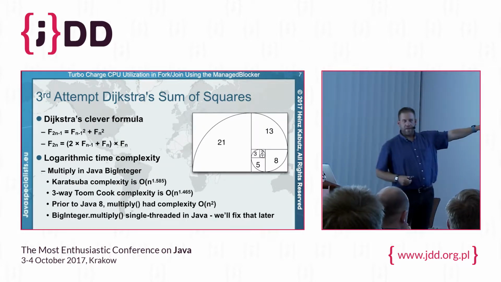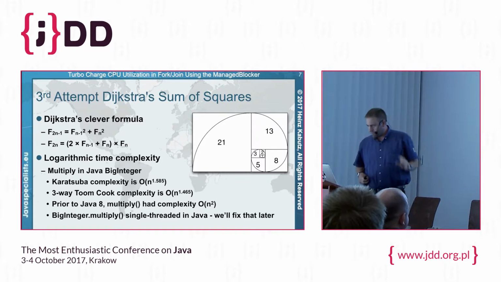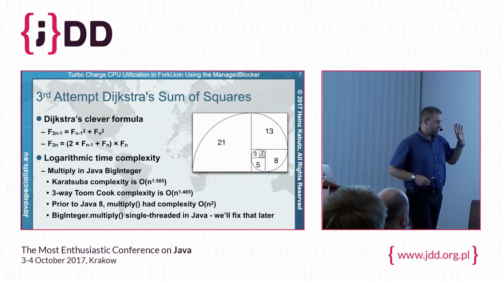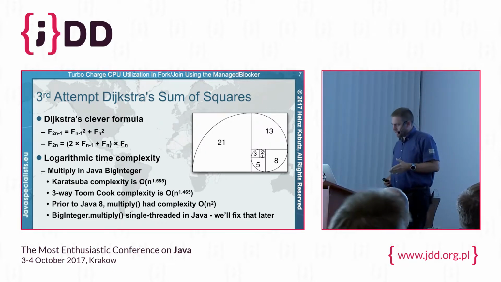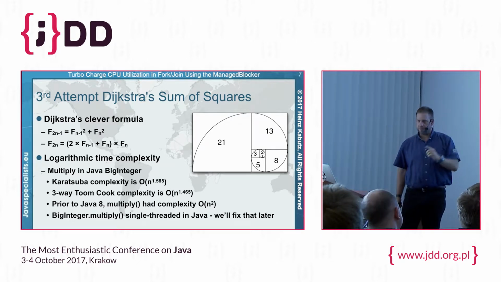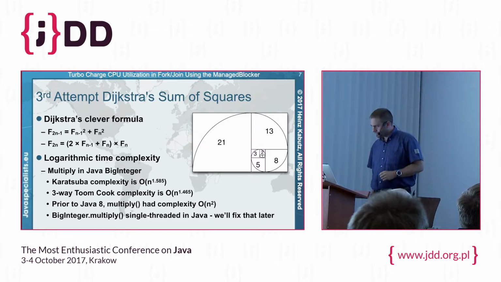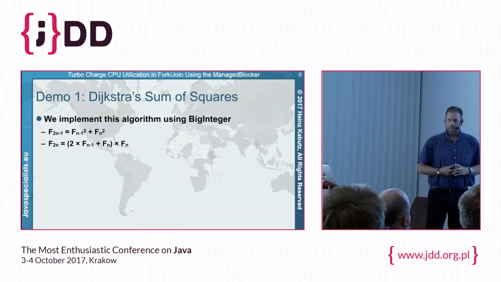But what we will do is we're going to parallelize it in this demonstration. So prior to Java 8, this was order n squared. Now we've got better time complexity, but it's still single-threaded. We're going to make it multi-threaded, parallel. Okay. So this is the first algorithm, and I want to just point out something.